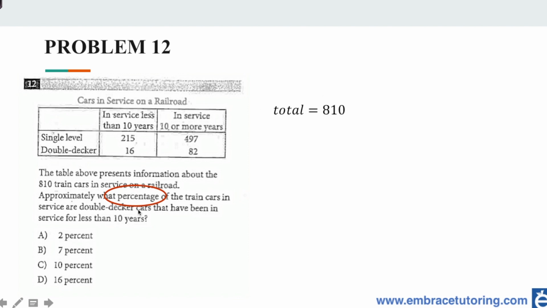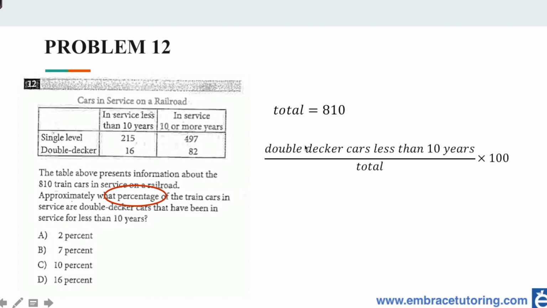And now, to figure out my numerator, or what out of, it does say are double-decker cars that have been in service for less than 10 years. So this is what I want to focus on. So double-decker cars in service for less than 10 years is going to be 16, and I'm getting this here. So 16 over 810 times 100, notice I'm purposely multiplying this by 100, so that way I can convert it to a percentage, is going to be 2%, making A the best answer for question number 12.